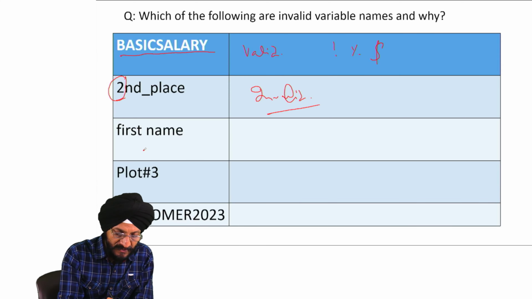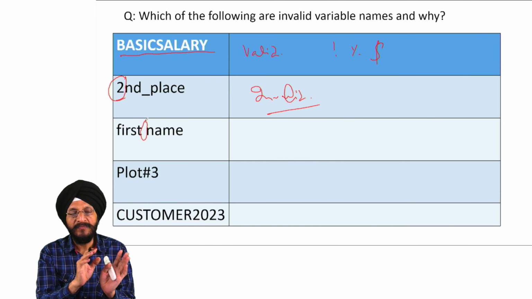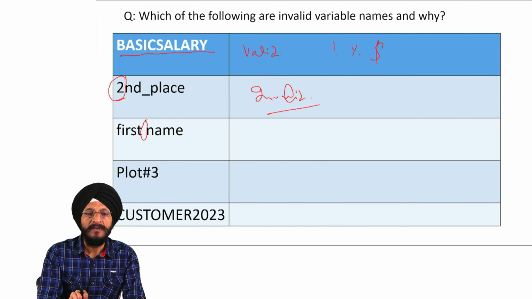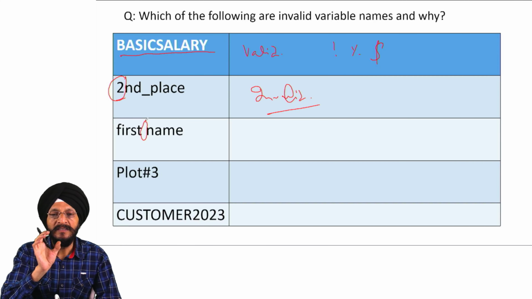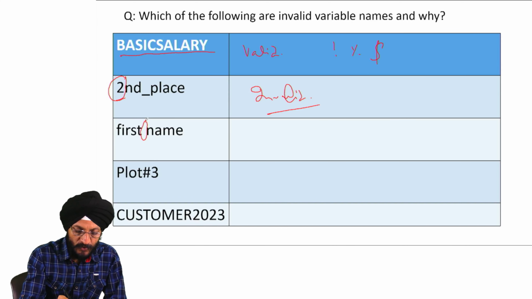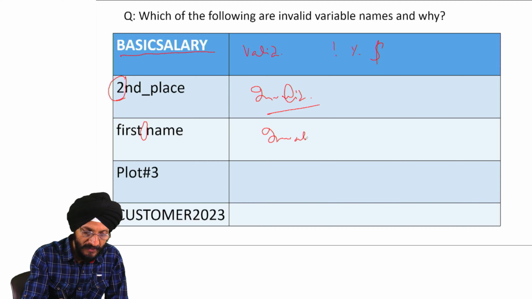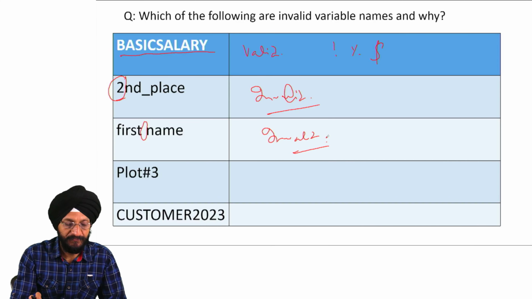Next is first name. You can find that there is a space in between this variable name. So we have already learned that there cannot be any space in the variable name. So it is invalid.